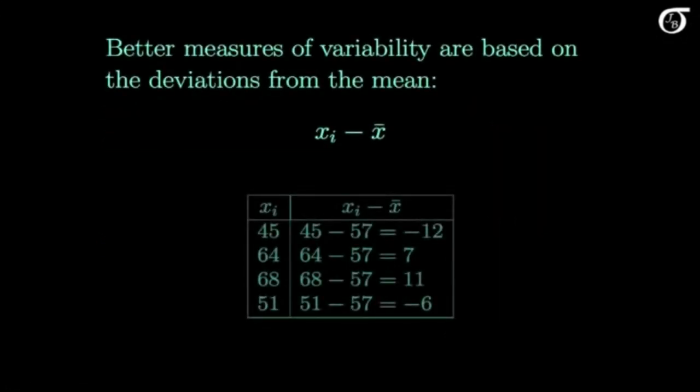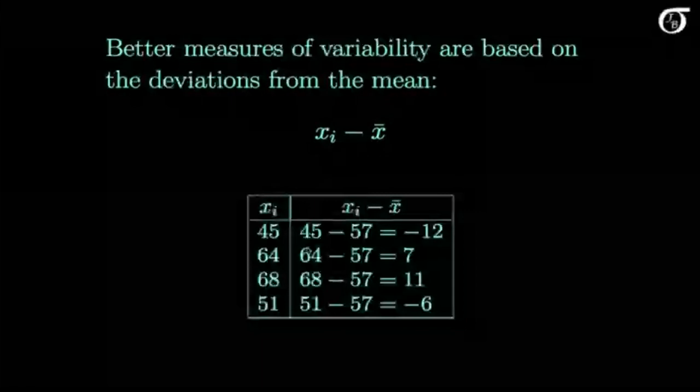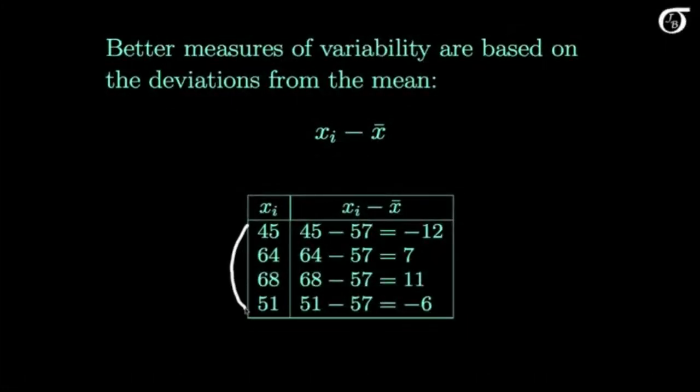Better measures of variability are based on the deviations from the mean. Every observation has a deviation associated with it. The deviation is simply the value of the observation minus the mean. For this sample of 4 observations, if we calculated the mean, we'd see that the mean x bar is equal to 57. And if we subtract the mean from each one of those observations, we get these 4 deviations, minus 12, 7, 11, and minus 6. Let's plot those and have a look.